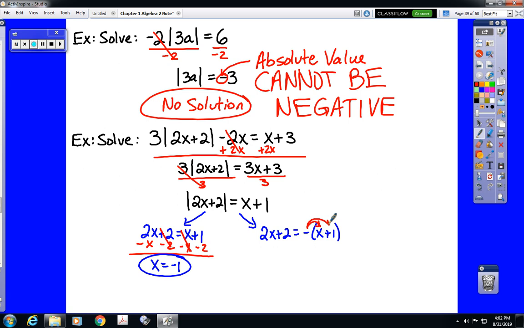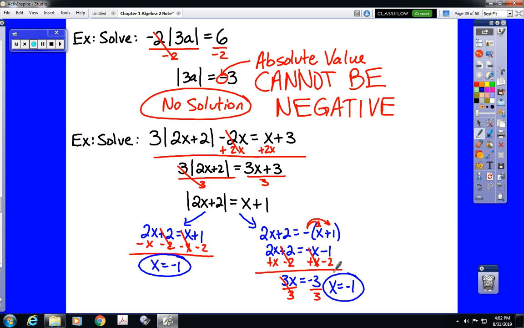So distribute the negative through there. That would give us 2x plus 2 equals negative x minus 1. Then we would want to add an x to each side and subtract 2, which would give us 3x equals negative 3. And we would then divide by 3, giving us the exact same answer, x equals negative 1.